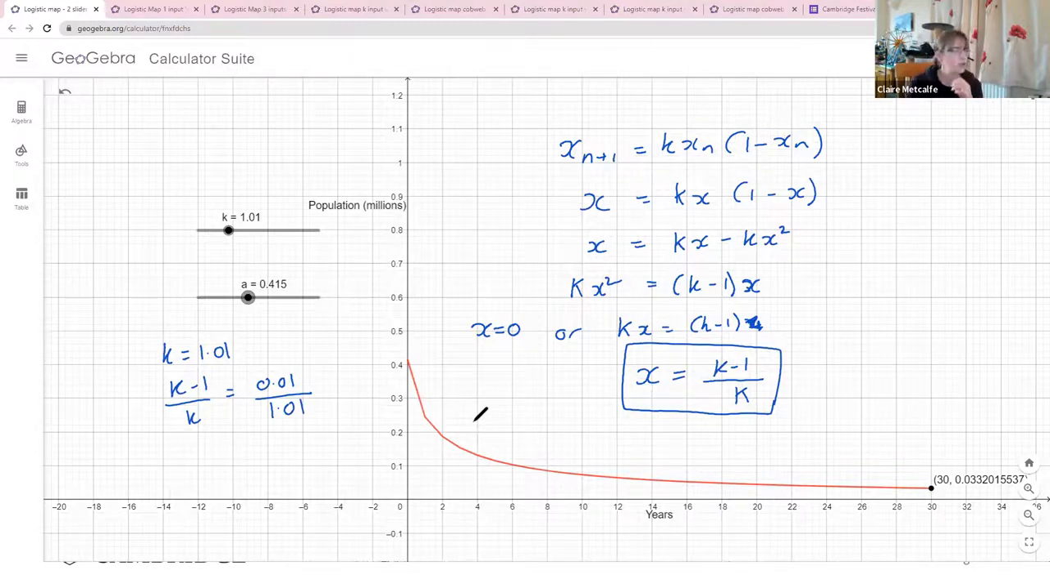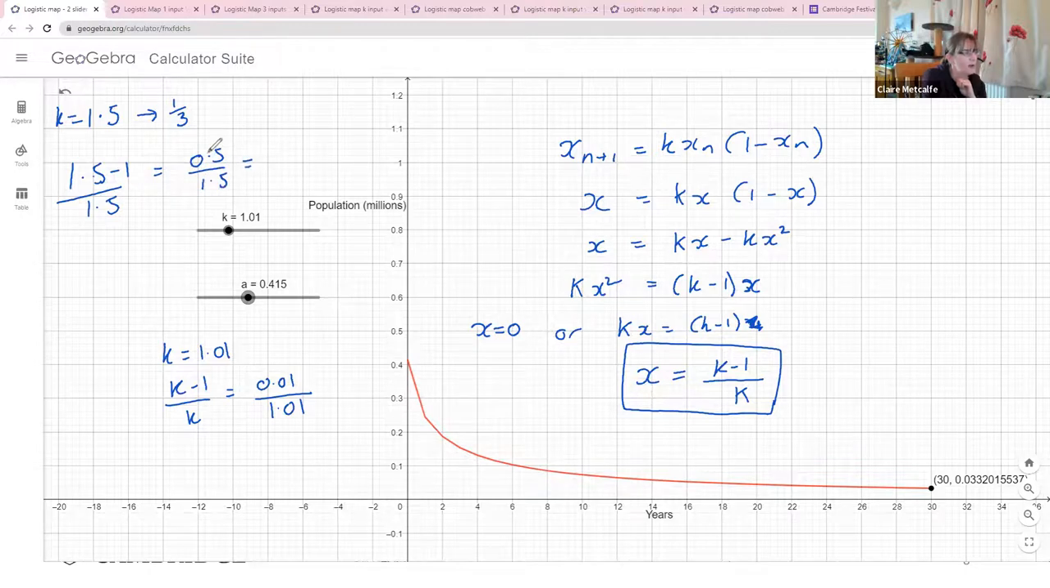Somebody suggested in the chat 1.5. And I think in the chat they said that that went to a third. So if we try k equals 1.5 in this, we get 1.5 minus 1 over 1.5. So k minus 1 over k. That is 0.5 over 1.5. If I multiply top and bottom by 2, I get 1 over 3. I'm just going to scroll back through the chat for a second, so please nobody write anything, because otherwise I'm going to lose them.